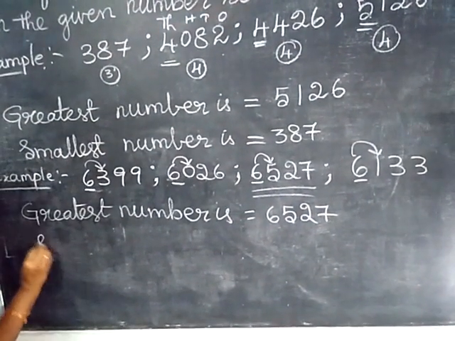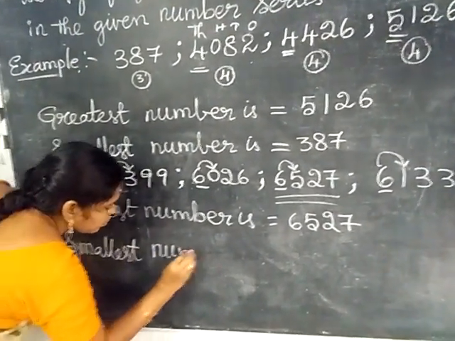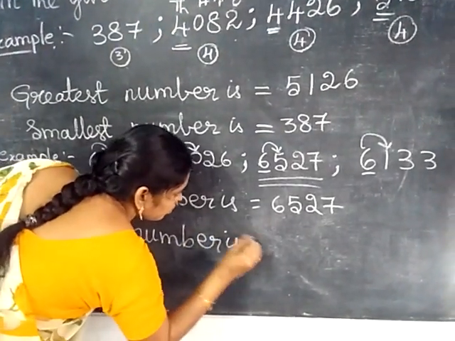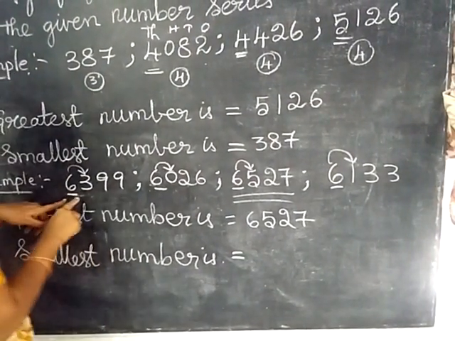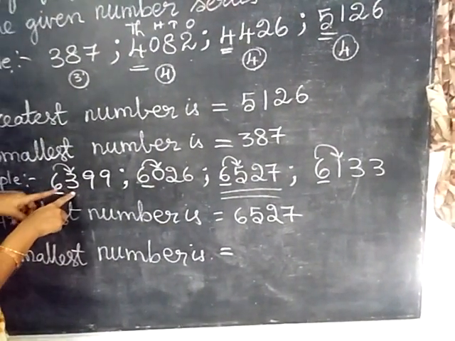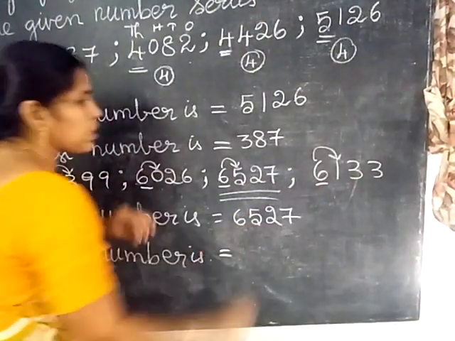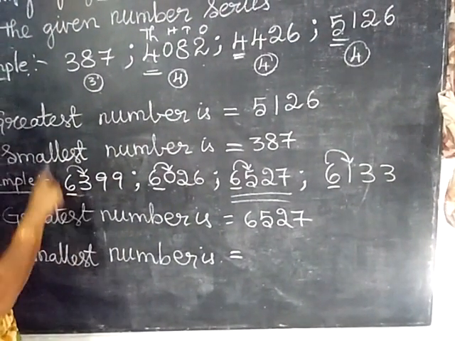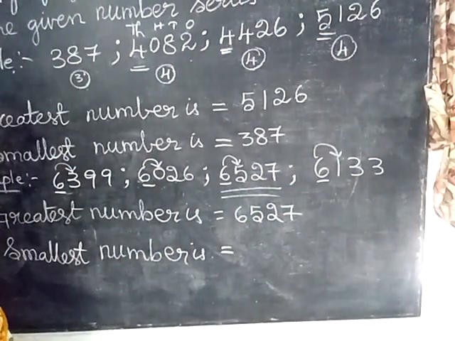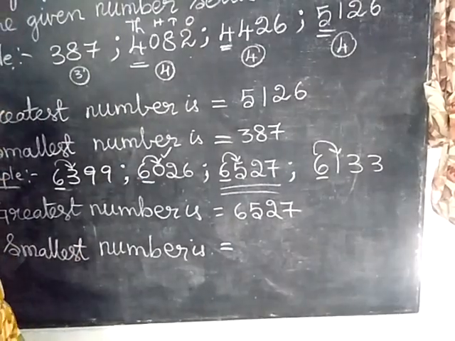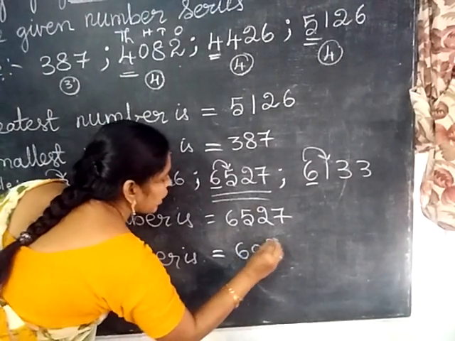Now we have to write the smallest number. See here, all the same thing now. You check the second digit in the number, that is the hundreds place digit. You have to check it because the thousands place digit is the same in all the numbers. So you go to the right side of that number. Here 3, here 0, here 5 and here 1. Which is the smaller one? Yes, 0 is the smaller one. So the smallest number is 6026.